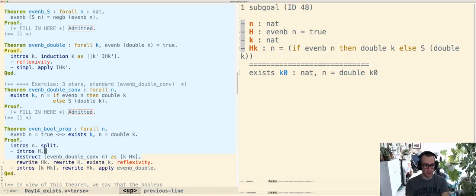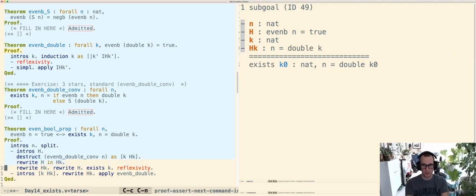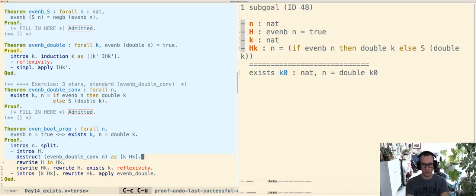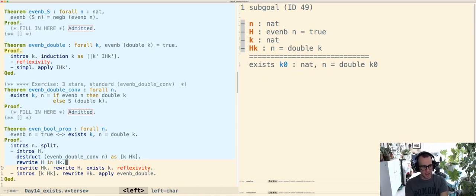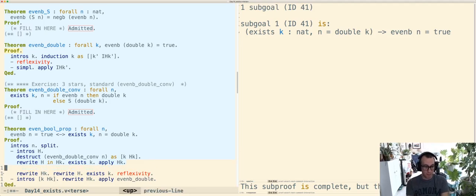Now, maybe you'd like to go a different way. It might be easier to say something like this, right? Sort of like simplify hk, and then at this point, maybe you would want to say something like, I don't know, exists k, apply hk. That's a great proof too. You know, it's not particularly important.